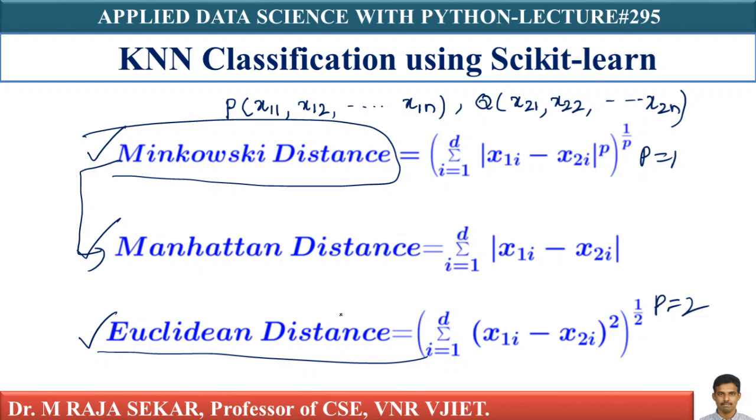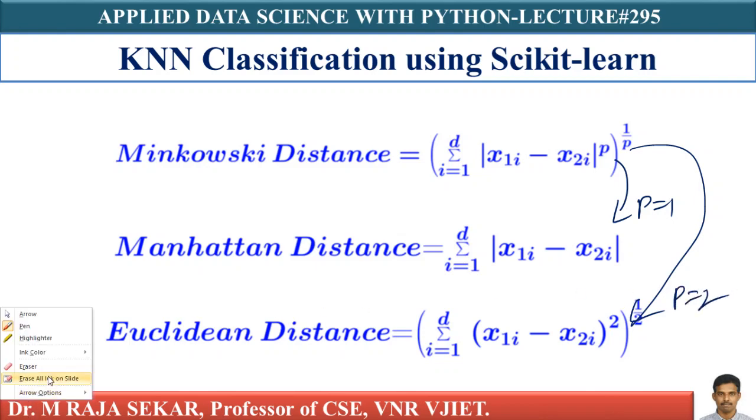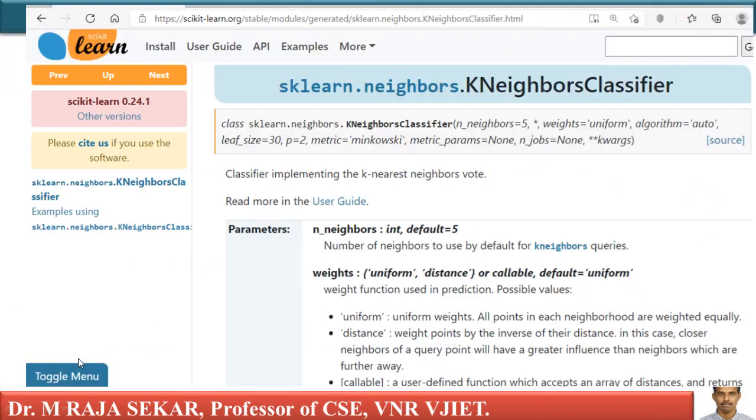Anyway, I will discuss these distances in detail. We will derive these distances in future classes. For the time being, just understand that Manhattan distance is a special case of Minkowski distance. If you keep p equal to 1, you will get Manhattan distance. If you keep p equal to 2, you will get Euclidean distance. As I told you, I will discuss these distances in detail.